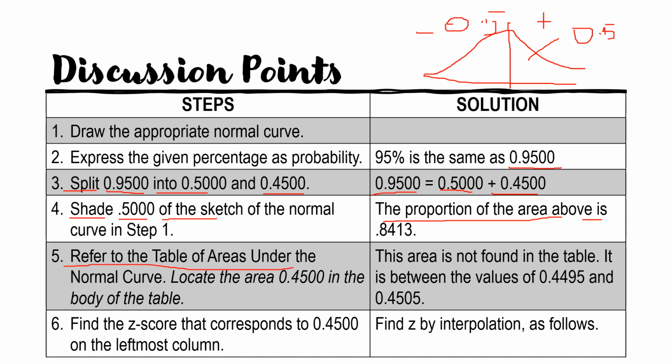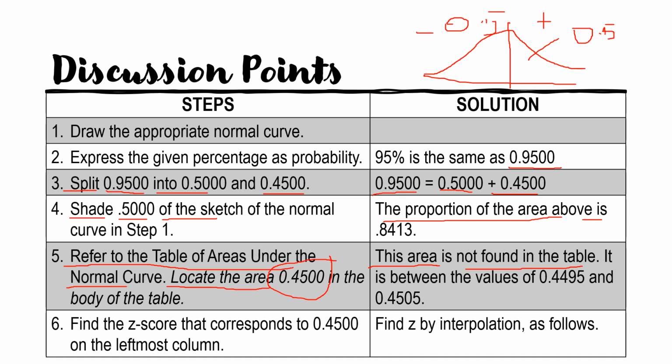Now, refer to the table of areas. So this will be your z table. Locate the area 0.45 in the body of the table. So you're asked to locate your 0.45 in your table. Let's try to find the 0.45 in your table. This area is not found in the table.